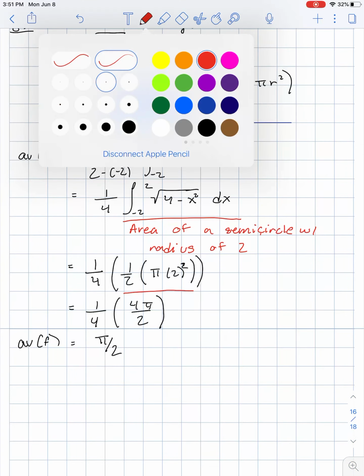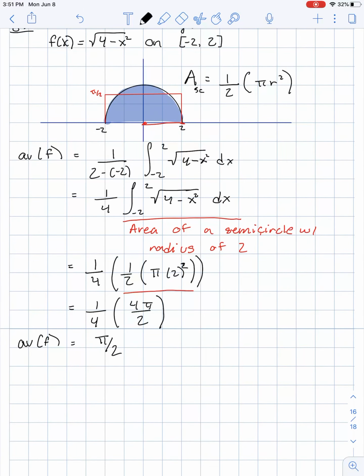So this section was kind of short, but it's going to be very useful when we move on to the rest of chapter 5, and definitely when we move on to the last 2 sections in chapter 6.